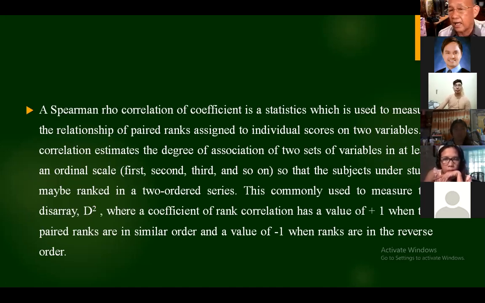And a correlation estimates the degree of association of two sets of variables in at least an ordinal scale, so that the subjects under study may be ranked into ordered series. This commonly used test measures the disarray or summation d-square, where a coefficient of rank correlation is a value of +1 when the paired ranks are in similar order, or a value of -1 when the ranks are in the reverse order. Look at the examples and it will be easy to derive.